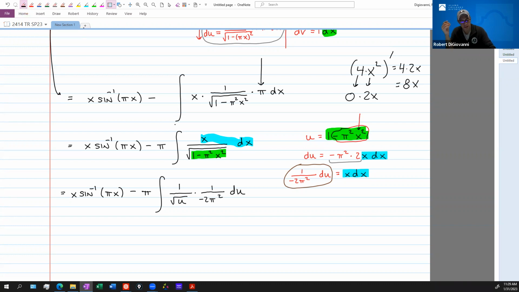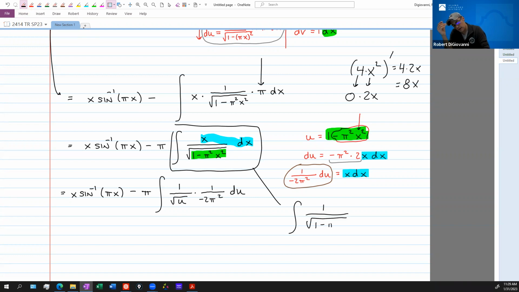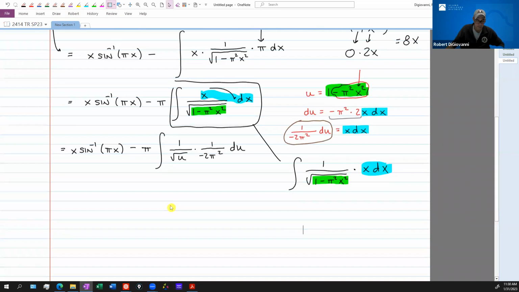If you're having trouble seeing what I did here, I took this integral and rewrote it as 1 over the square root of 1 minus pi squared x squared times x dx. I slid that x out to the side with the dx so that I have exactly x dx there, and I have exactly 1 over the square root of u. And then I just replaced everything. Before I go try and find an antiderivative, let me clean this up.